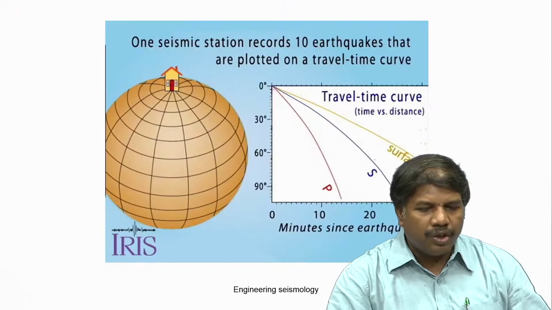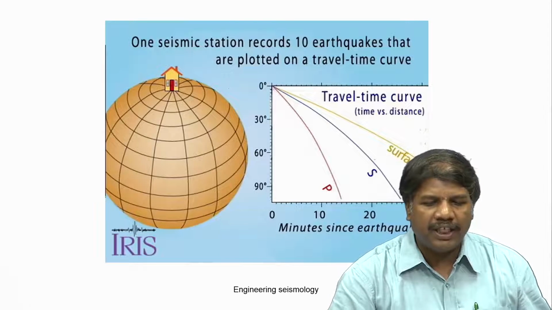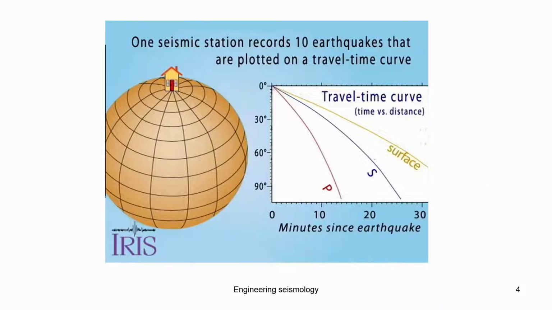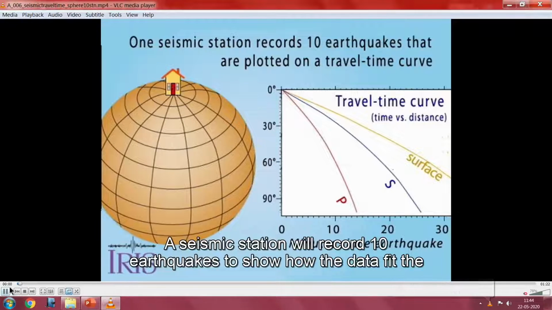So this is another example where you can see how the P and S waves get recorded at a particular location, depending upon the place of the earthquake. I will open another animation video. You can see this very clearly. There are the P, S and surface waves, and this is the distance.